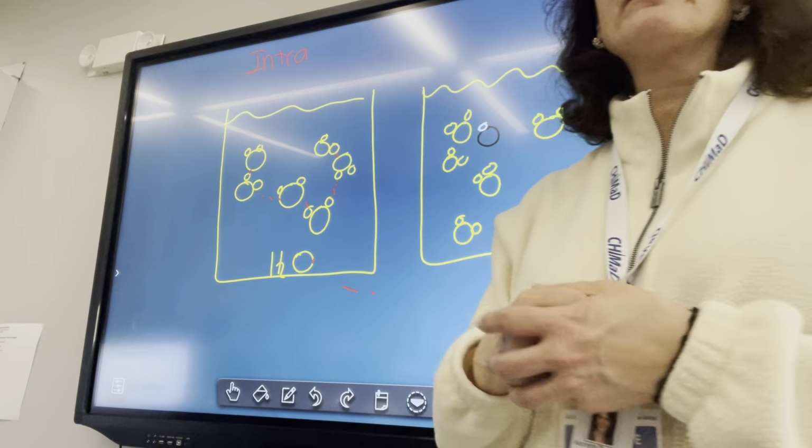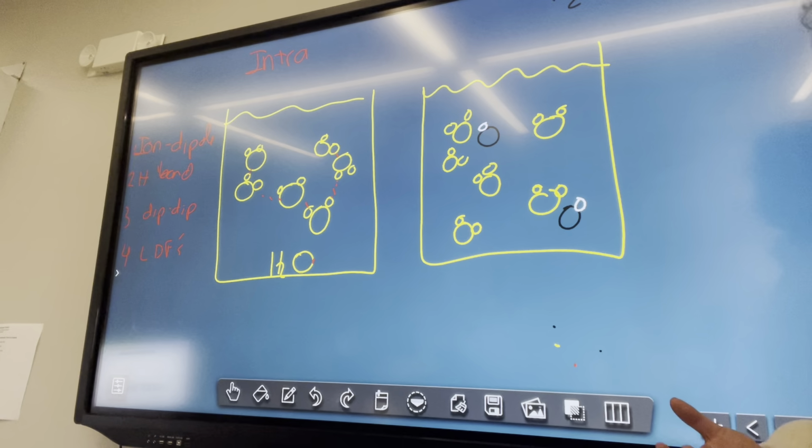And the fourth one is LDS. If you have a really large molecule, it can be quite significant and it can trump some of the others, because you have more electrons, more charges. So what's the bond between the hydrogen and the oxygen?